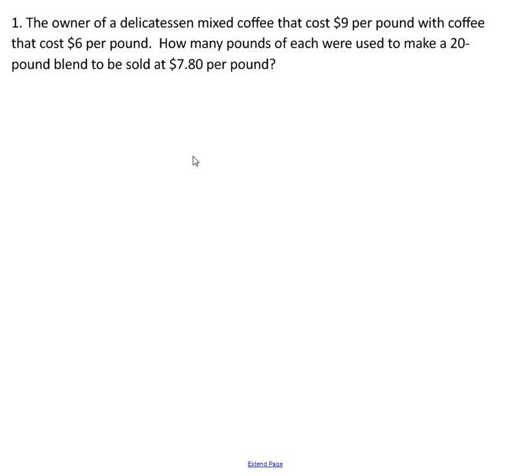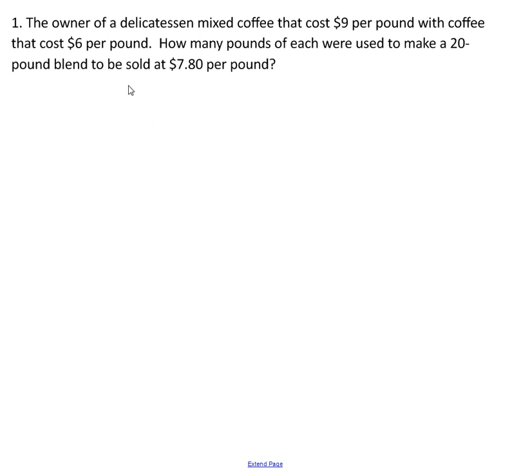So let's see. We've got the owner of a delicatessen mixing coffee again. This time that costs $9 per pound with a coffee that costs $6 per pound. So we want to find out how many pounds of each were used to make a 20-pound blend to be sold at $7.80 per pound.